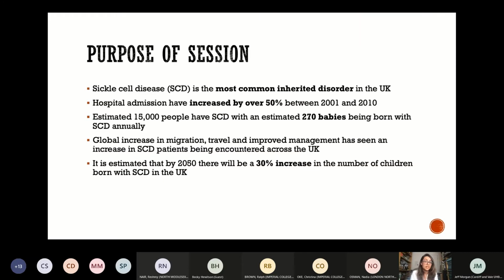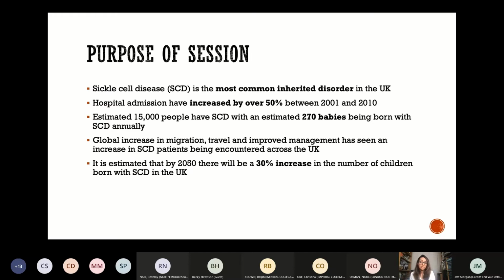So the first thing is to look at why we're here today. The purpose of this session is to look at the acute complications. Sickle cell is the most common inherited disorder in the UK. Between 2001 and 2010, we've seen hospital admissions increase by over 50%. There are an estimated 15,000 people in the UK who live with sickle cell disease, with approximately 270 new ones being born every year. Sickle cell disease is more prevalent in people of African, Afro-Caribbean origin, Mediterranean, Indian, Middle East.